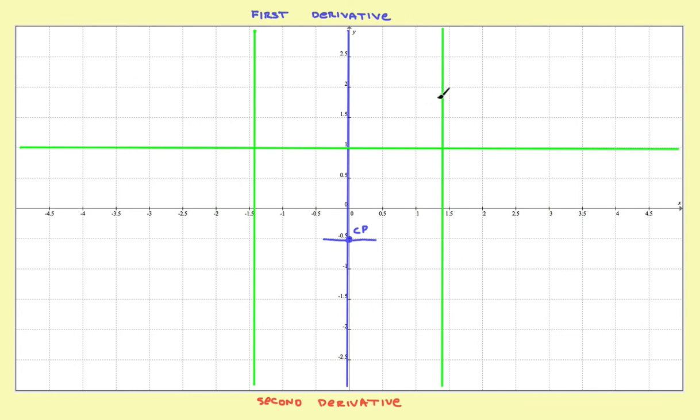But here's the little caveat with that. You can treat it as if it behaves as if it is a critical point. In other words, the function could change from increasing to decreasing at an asymptote, just like it could change from increasing to decreasing at a critical point. So when we do this, we'll actually treat the asymptotes as if they were critical points.